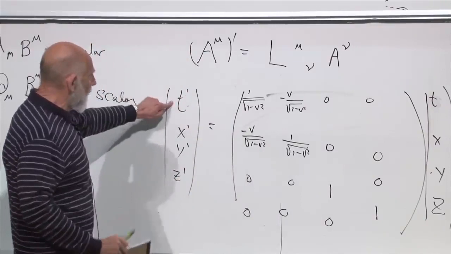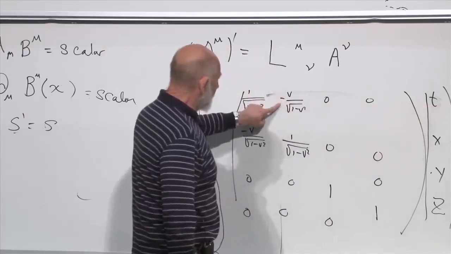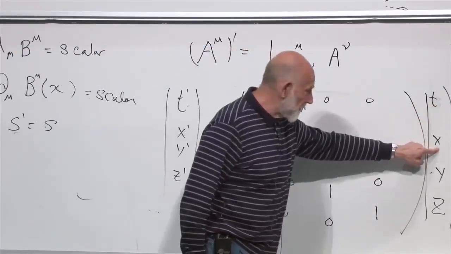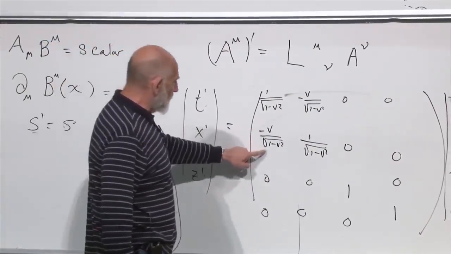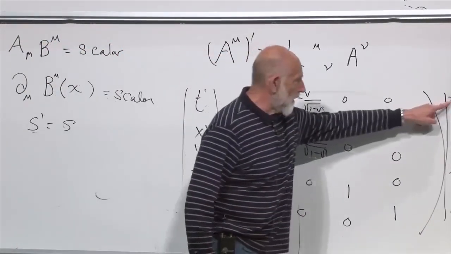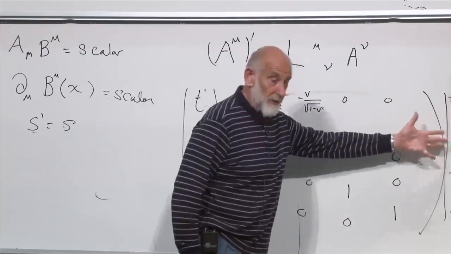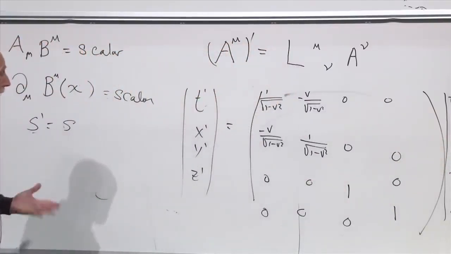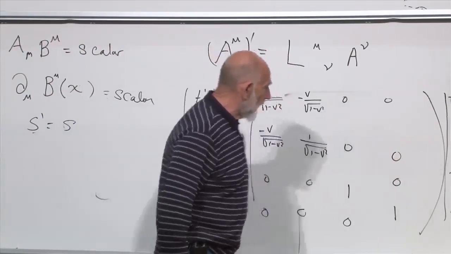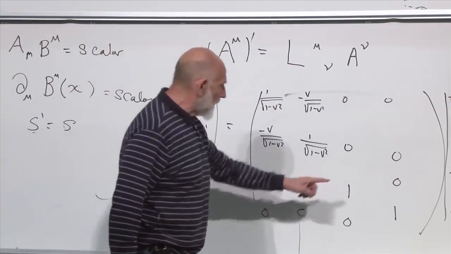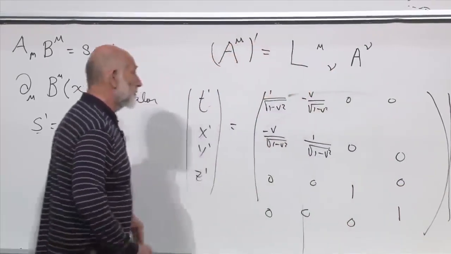What does it say? It says t prime is equal to 1 over the square root times t minus v over the square root times x. Well, that's the right transformation law for t prime. x prime is minus v over the square root times t plus 1 over the square root times x. That's the standard Lorentz transformation on x. And then y and z, they do not mix with t and x. The unit matrix down here tells you that y prime is equal to y and z prime is equal to z. Good.